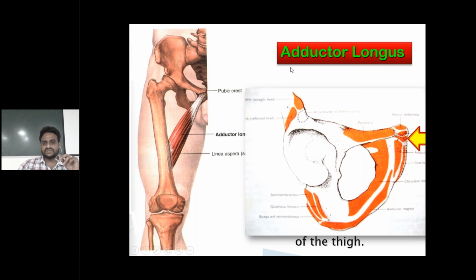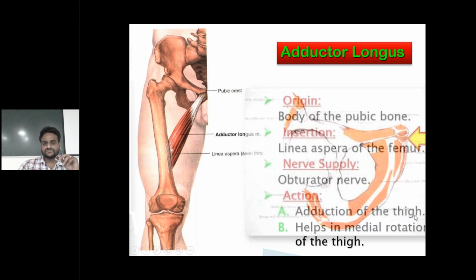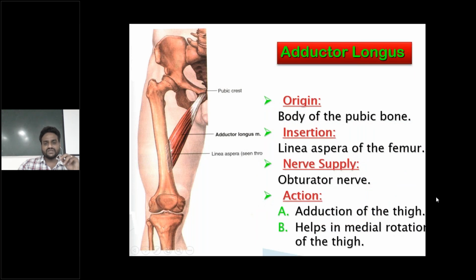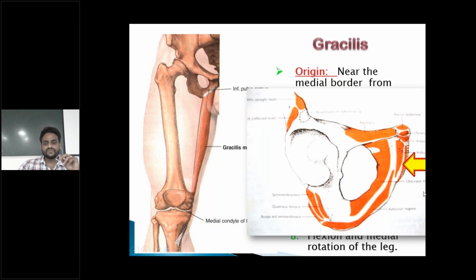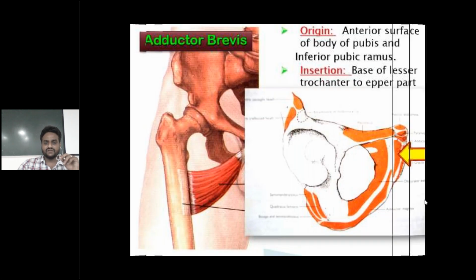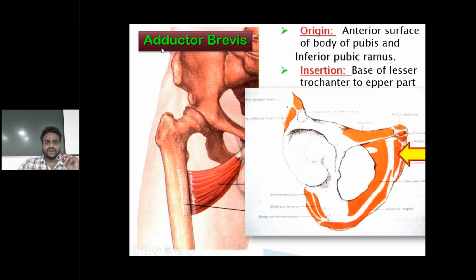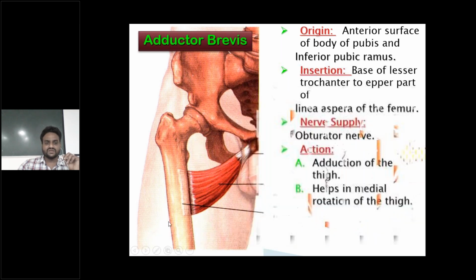The second muscle is the adductor longus. Here you see its origin, insertion, nerve supply, and action. Now we come to the third muscle. This one is the gracilis. This arrow is showing the origin of the gracilis, and its insertion, nerve supply, and action. And the fourth muscle is the adductor brevis. Here the arrow is showing the origin of the adductor brevis, and its insertion to the femur.